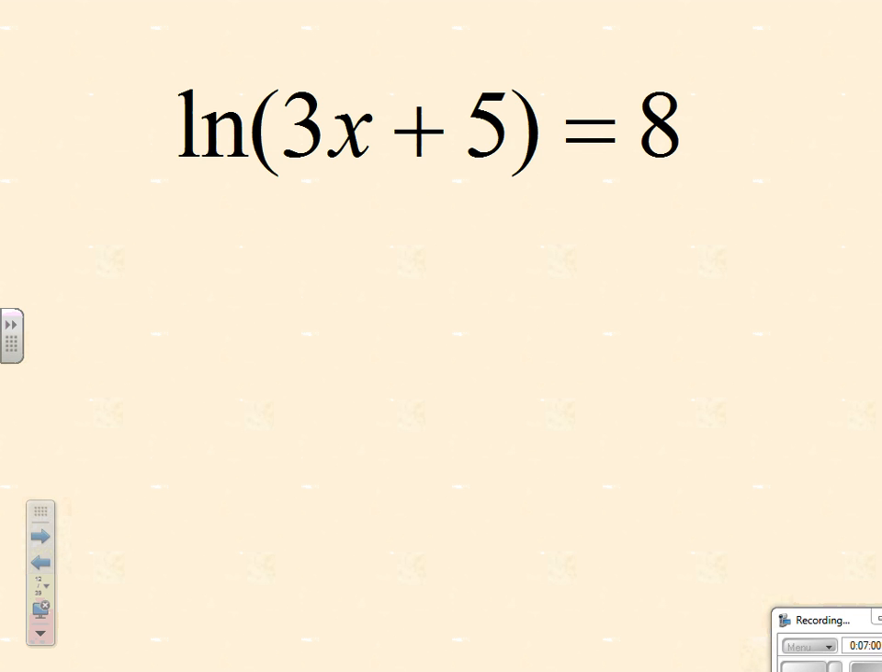All right, back on topic. How are we going to solve natural log of 3x plus 5 is equal to 8? Insert a base of e. That gives me 3x plus 5 is equal to e to the 8th. Now what?